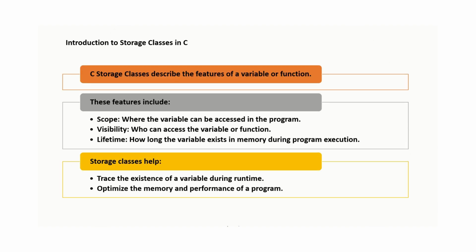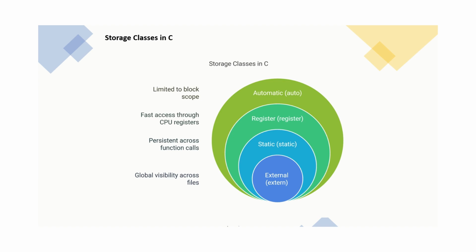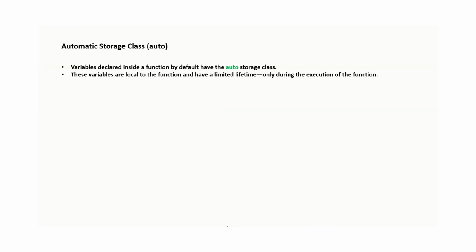In C programming, variables are not just about storing data, they also come with a set of rules for their lifespan, accessibility, and visibility. These rules are governed by storage classes, and there are four main types we will cover today: automatic, register, static, and external. Each has its own unique purpose, and by the end of this video, you will know exactly when and where to use them. Let's start with auto storage class.